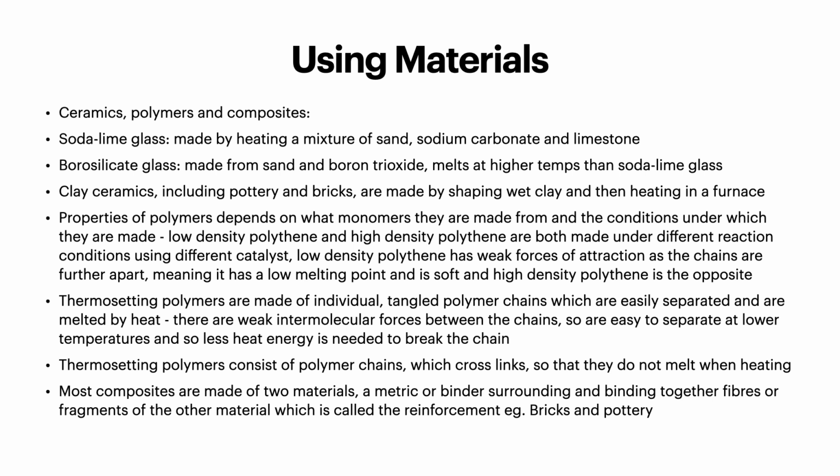Thermosoftening polymers are made of individual tangled polymer chains which are easily separated and are melted by heat. There are weak intermolecular forces between the chains, so they are easy to separate at lower temperatures, and less heat energy is needed to break the chains. Thermosetting polymers consist of polymer chains which cross-link so they do not melt when heating.